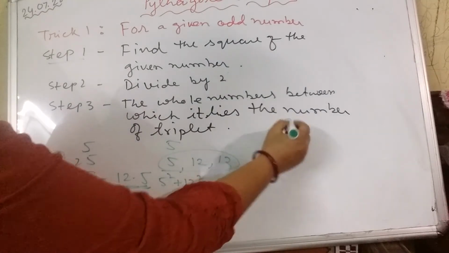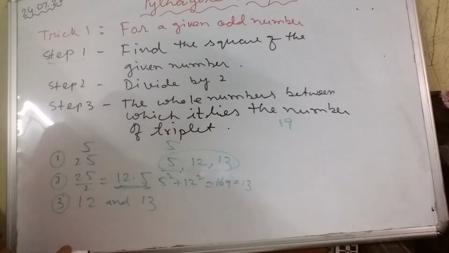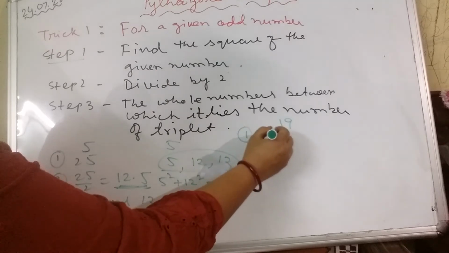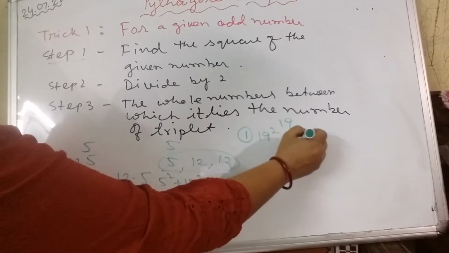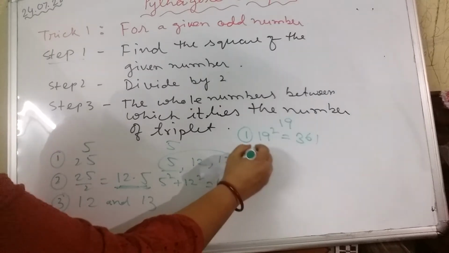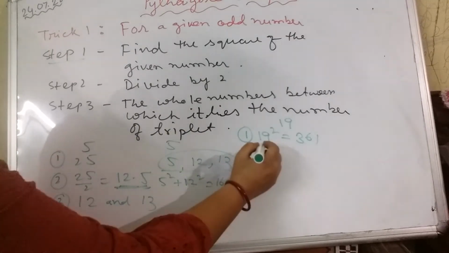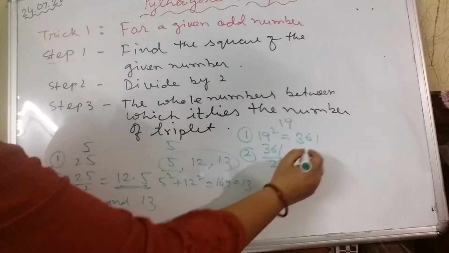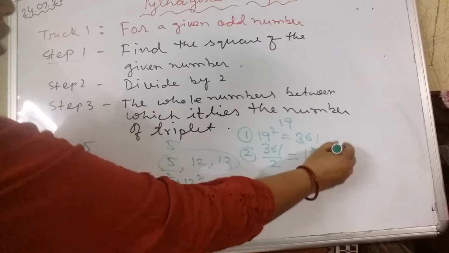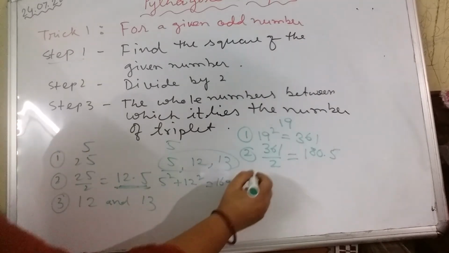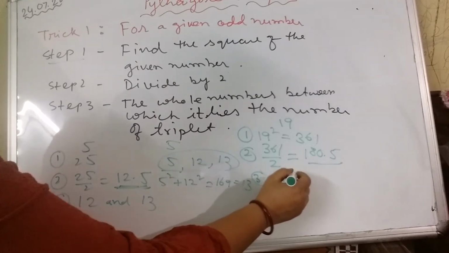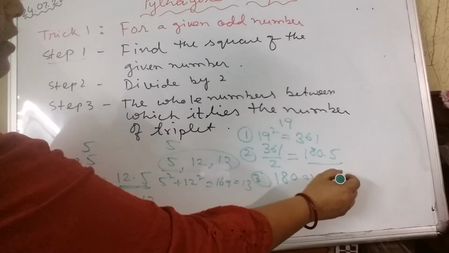Say 19. 19 is an odd number. So first step is you have to find out the square of 19. So 19 square is 361. Second step, what you have to do? Divide by 2. 361 divided by 2 is 180.5. Now the whole numbers between which this 180.5 lies are 180 and 181.